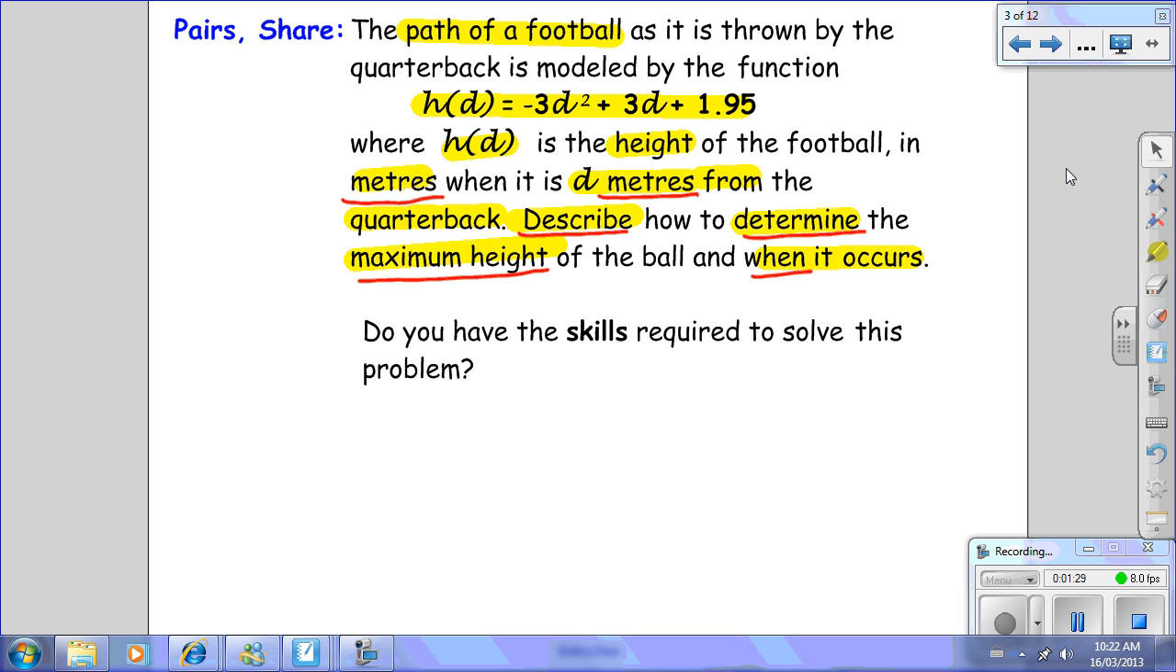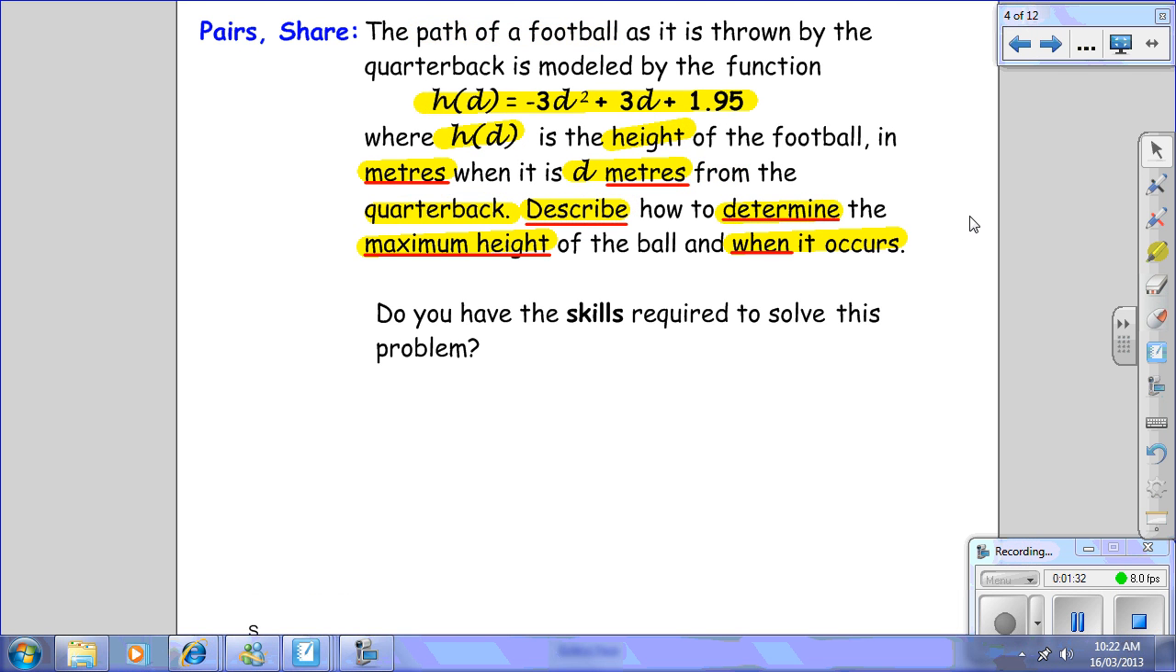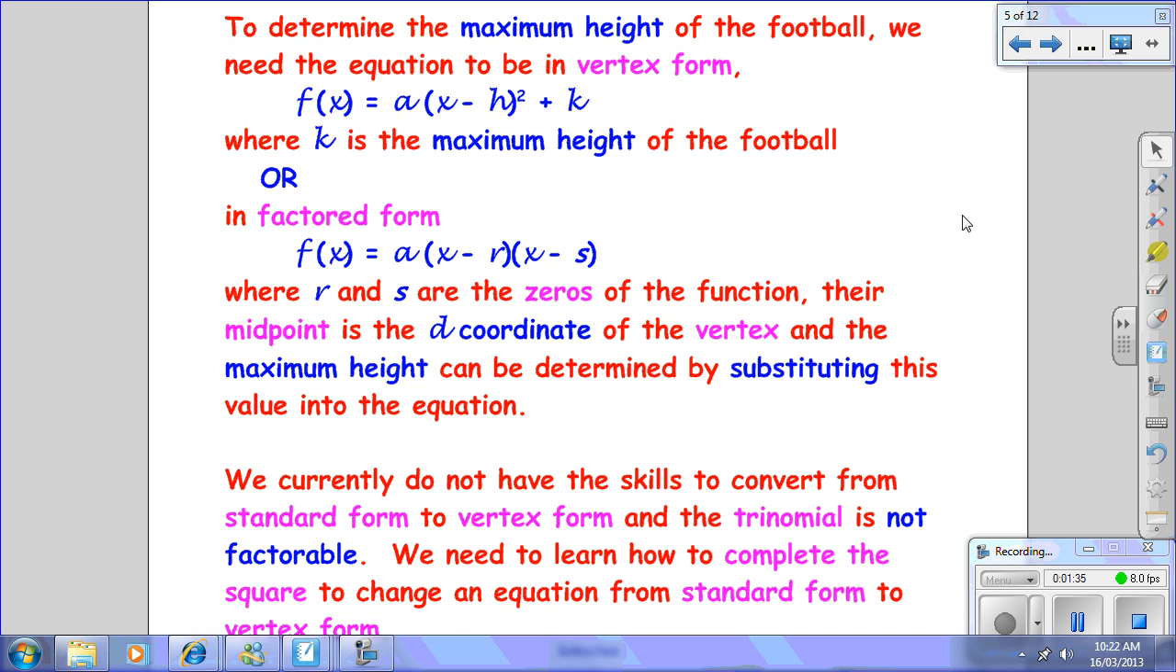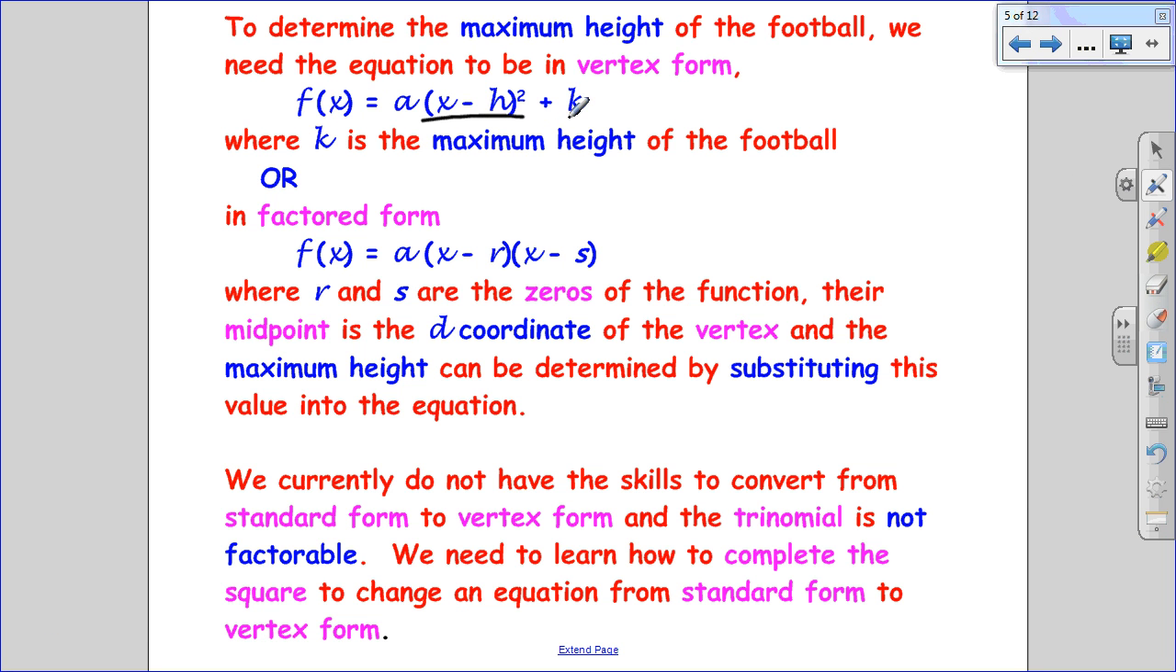I do know from the skills that I learned this semester that this question could easily be solved using the vertex form equation. And if I have it in vertex form, the maximum height is k, and it happens h units from the quarterback. However, it's not in vertex form, and I don't know how to put it there yet.